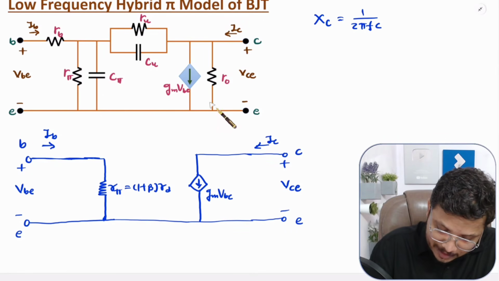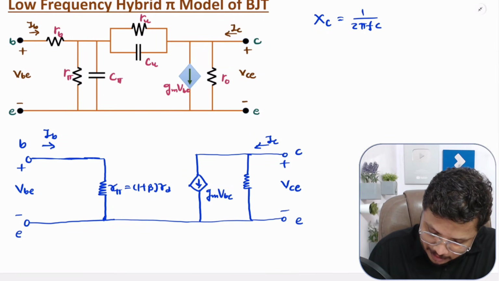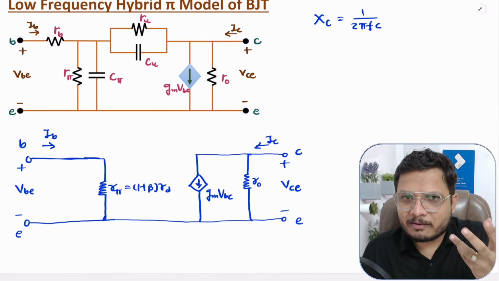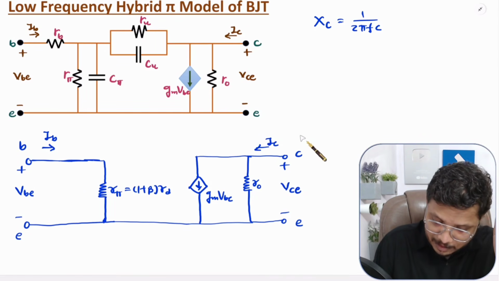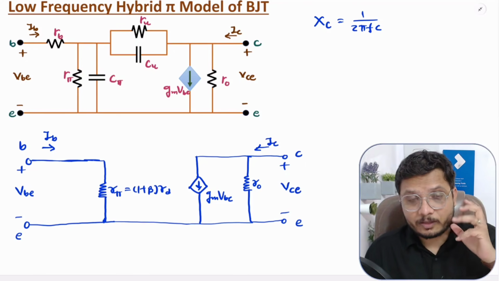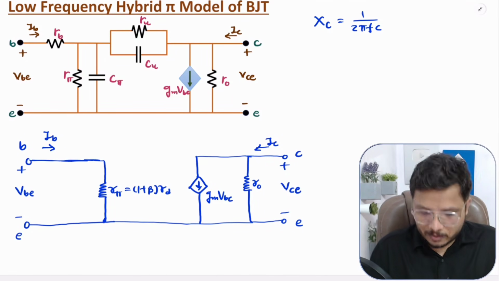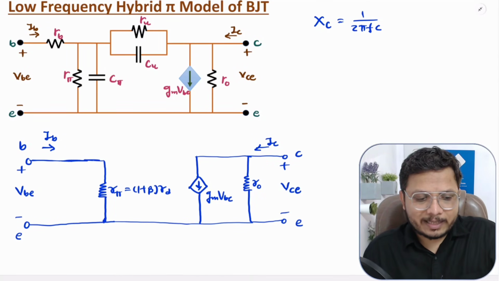And you see this RO, I'm connecting it over here. That value is also high, but still you can connect it. A higher value in parallel doesn't make any difference. So that is the basic equivalent model we have for low frequency analysis with the use of the hybrid Pi model. So this is the hybrid Pi model for low frequency. That is how one can have this.